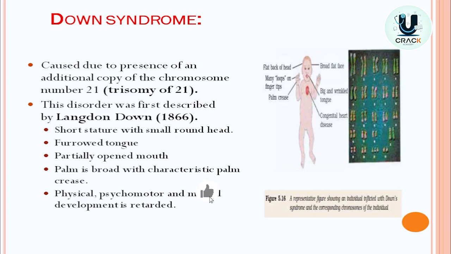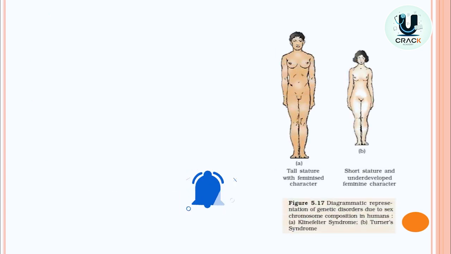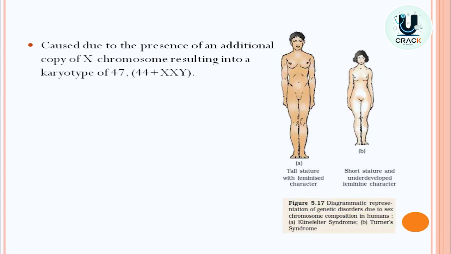Short stature with a small round head, protruding tongue, partially opened mouth. The palm is broad with a characteristic palm crease. Physical, psychomotor, and mental development is retarded. There are 47 chromosomes, which appear here in the karyotype.